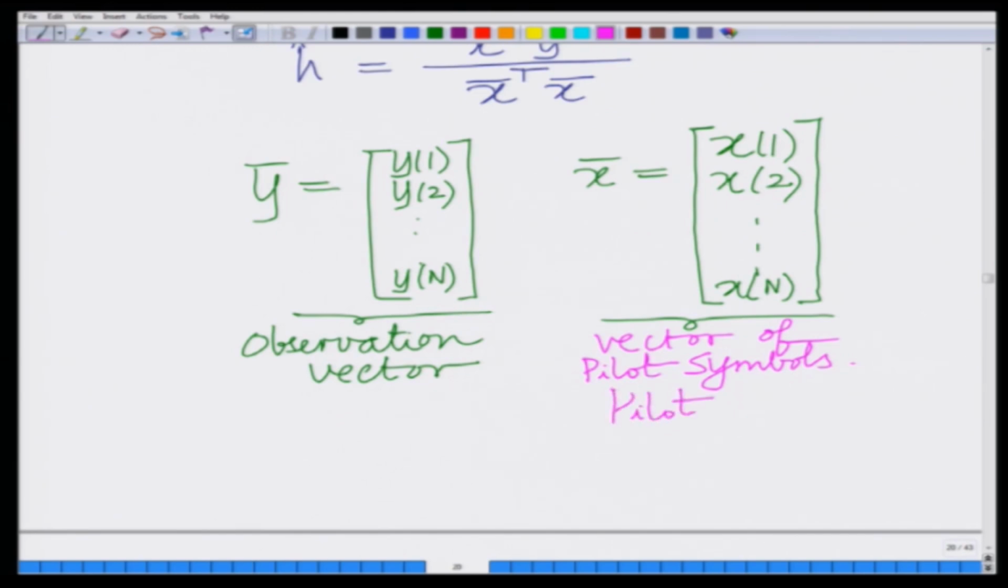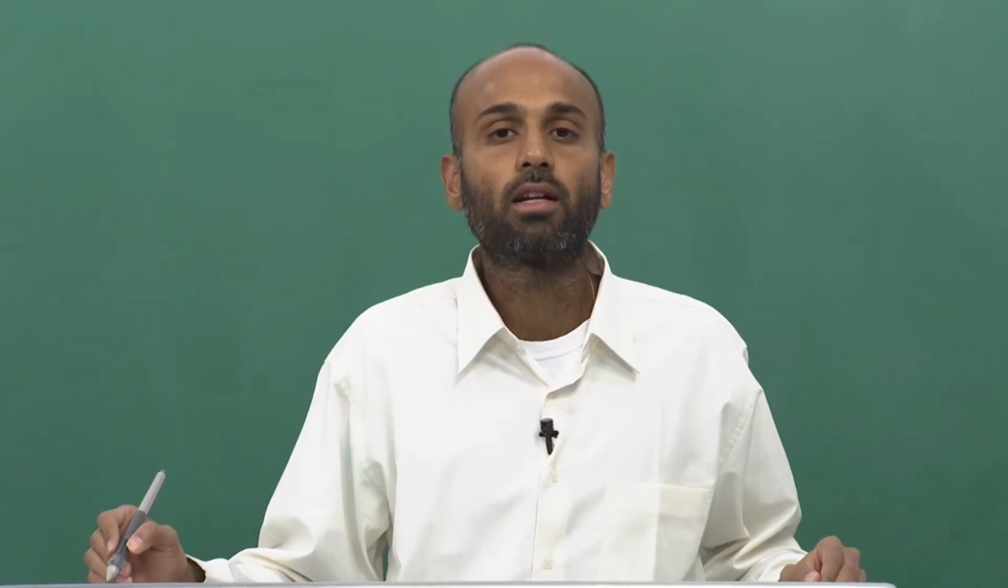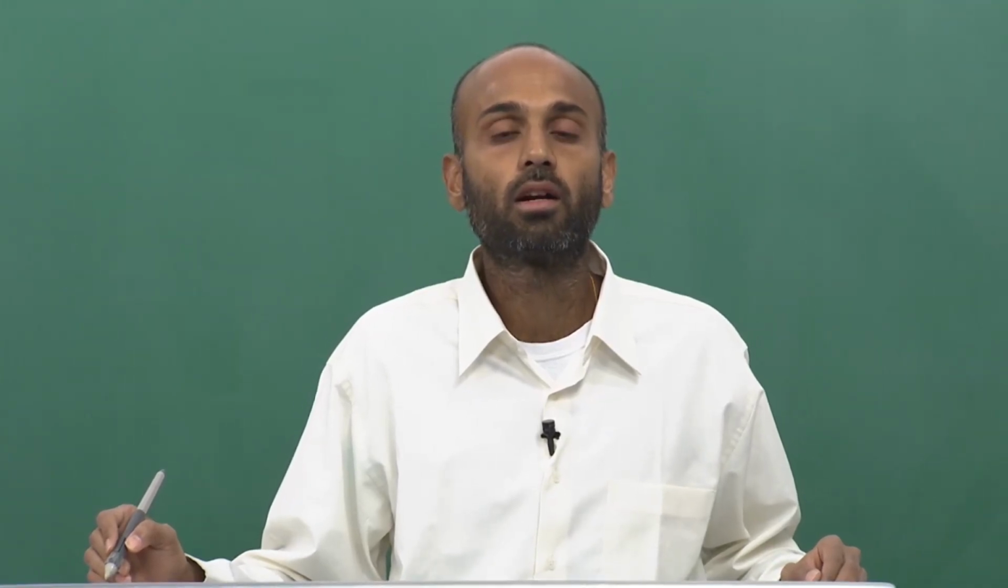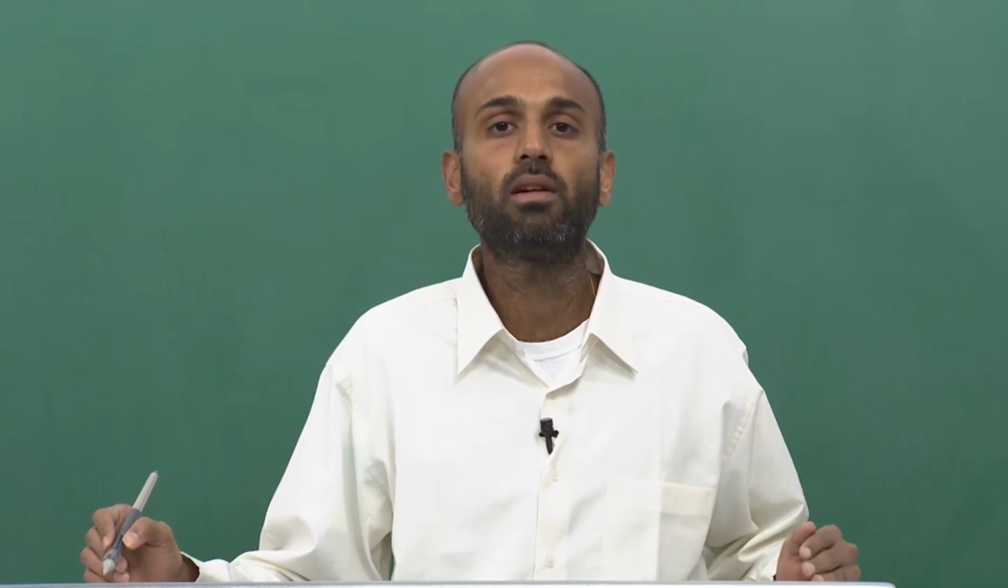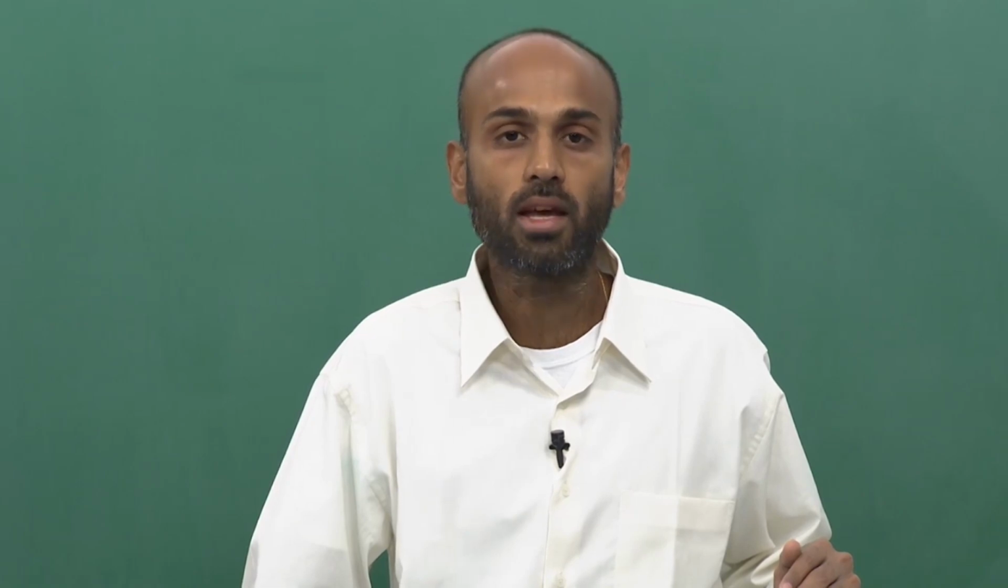Also, we can call this the pilot vector. So, we are saying that the channel estimate h hat is given as x bar transpose y bar divided by x bar transpose x bar, where x bar is the pilot vector and y bar is the corresponding observation vector, that is, the output symbols corresponding to the transmitted pilot symbols x1, x2 up to xn.